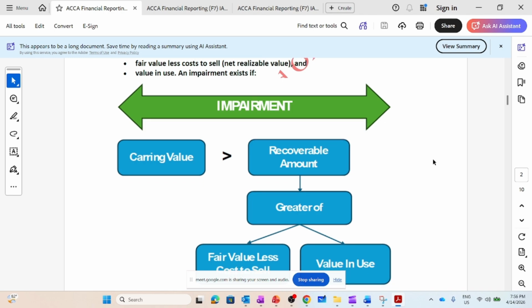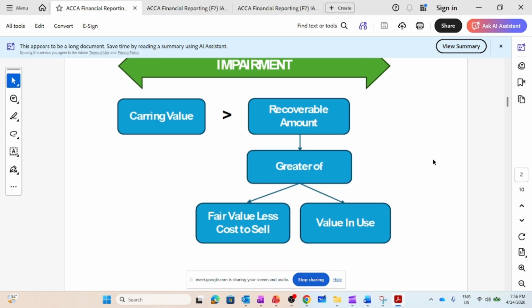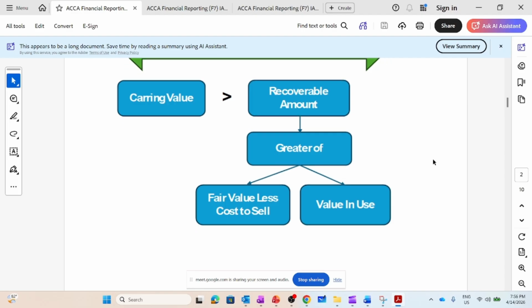And the recoverable value can either be the fair value less cost to sell or the value in use. The greater, the higher of the two is what we are going to use as the recoverable value. We are not going to add both. No, we are going to calculate the fair value less cost to sell and the value in use. If the fair value less cost to sell is 10,000, for example, and the value in use is 8,000, it means the fair value less cost to sell is greater than the value in use. Then at that point in time, we are going to use the fair value less cost to sell as the recoverable amount.